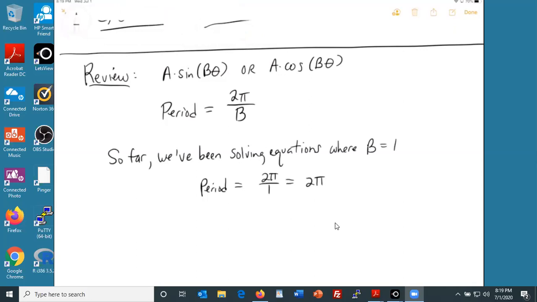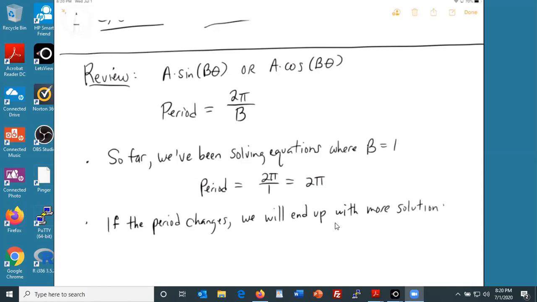But what if the b value is something else, like 2 or 3? That's going to change the solutions. That will change the solutions if the period changes. So if the period changes, we will end up with more solutions. But also possibly we could end up with less solutions. It just depends on which way the period changes.